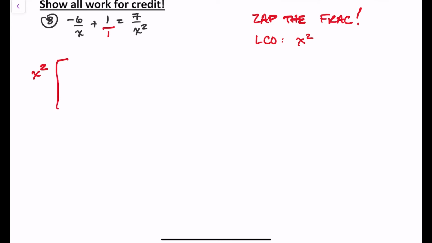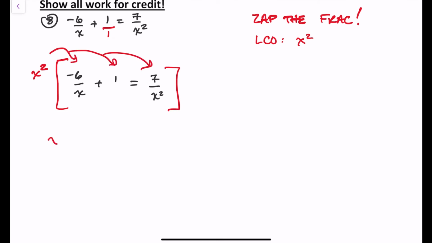So number 8, what would you do here? I would zap the frac, and the reason is I have 3 different denominators here. So I identify my least common denominator, which is x squared, and I can think of that 1 as 1 over 1 if that helps you. So I'm going to multiply x squared times all 3 terms here, and distribute that as we've done in the past.